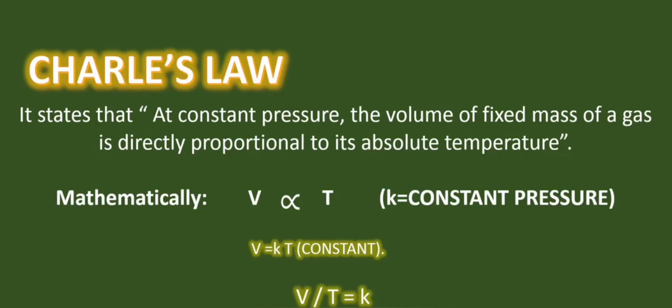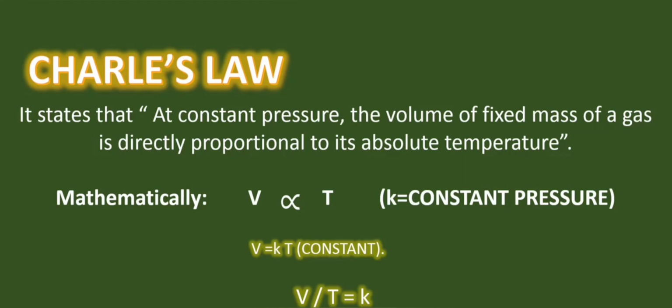Charles' Law states that for a fixed mass of a gas, the volume is directly proportional to the absolute temperature at a constant pressure. So we can write this equation as V is directly proportional to T, where V is the volume of a gas and T is the temperature. This equation shows that when the absolute temperature increases, the volume also increases to the same fold.